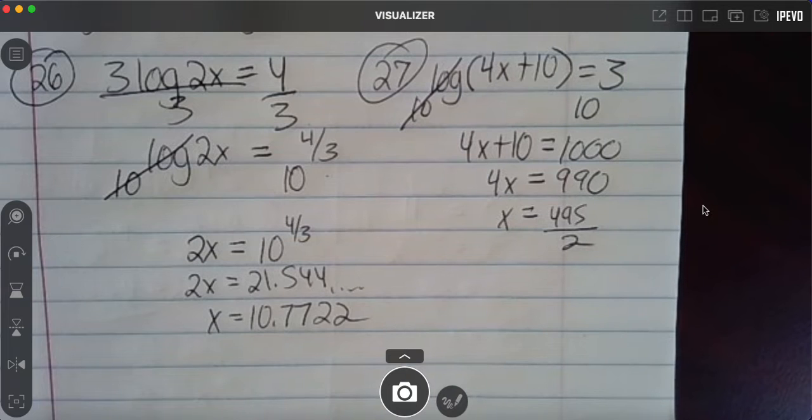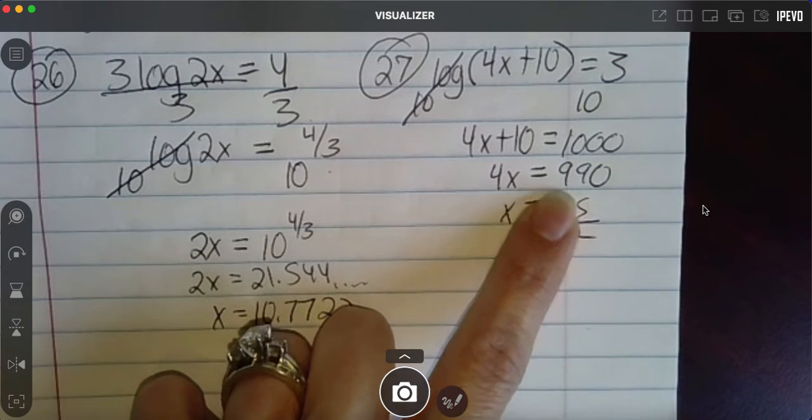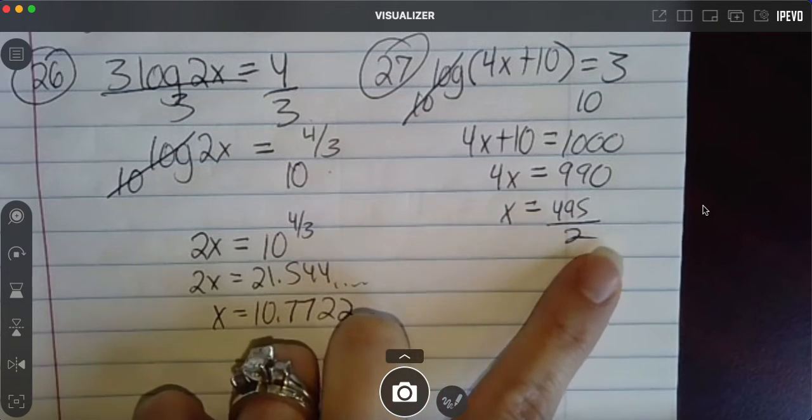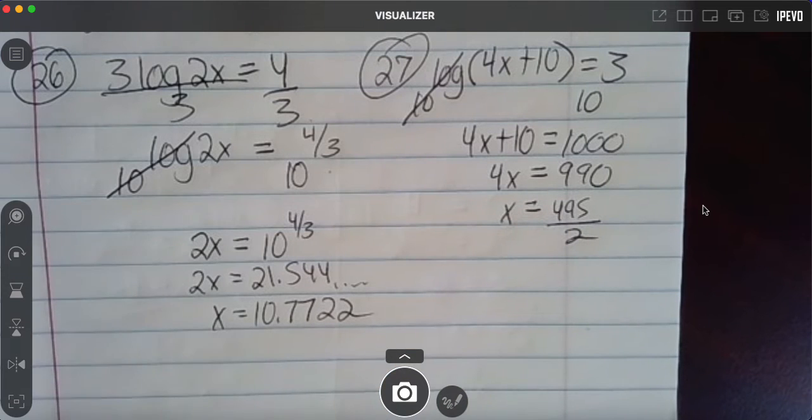Look at your answer choices on 27. If you got a decimal, press math enter, or you would just know 990 divided by 4, math enter is this. They reduce the fraction.